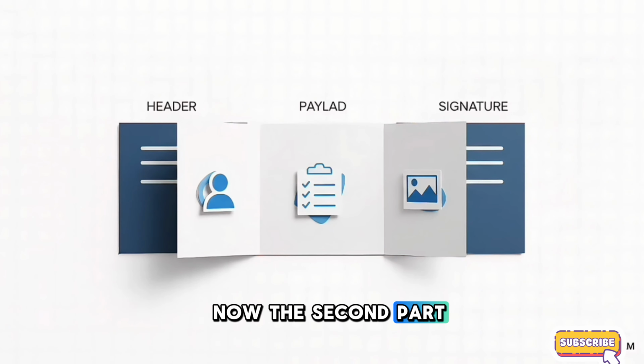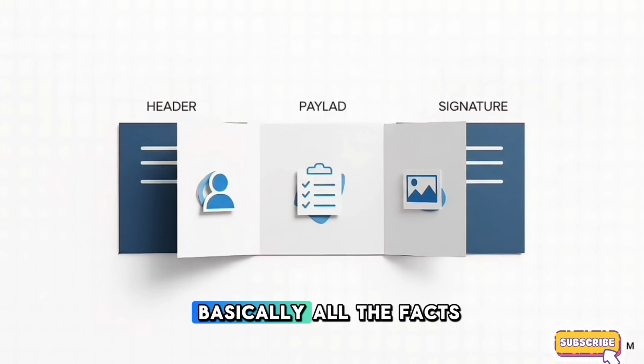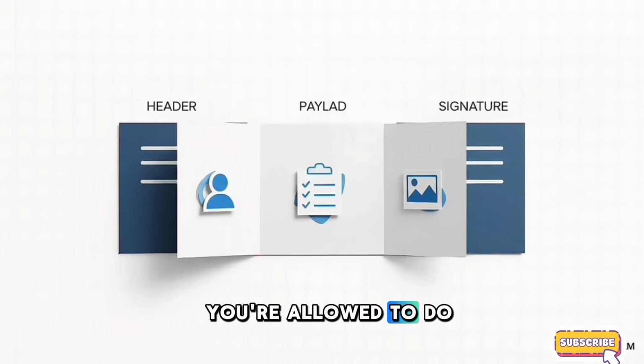Now the second part, the middle part, this is the good stuff. This is the payload. This contains what are called claims, basically all the facts about you and what you're allowed to do. Things like your user ID, your name, and crucially, the permissions you approved, like read-only access to photos. All the info is packed right in here, which is what makes it self-contained.